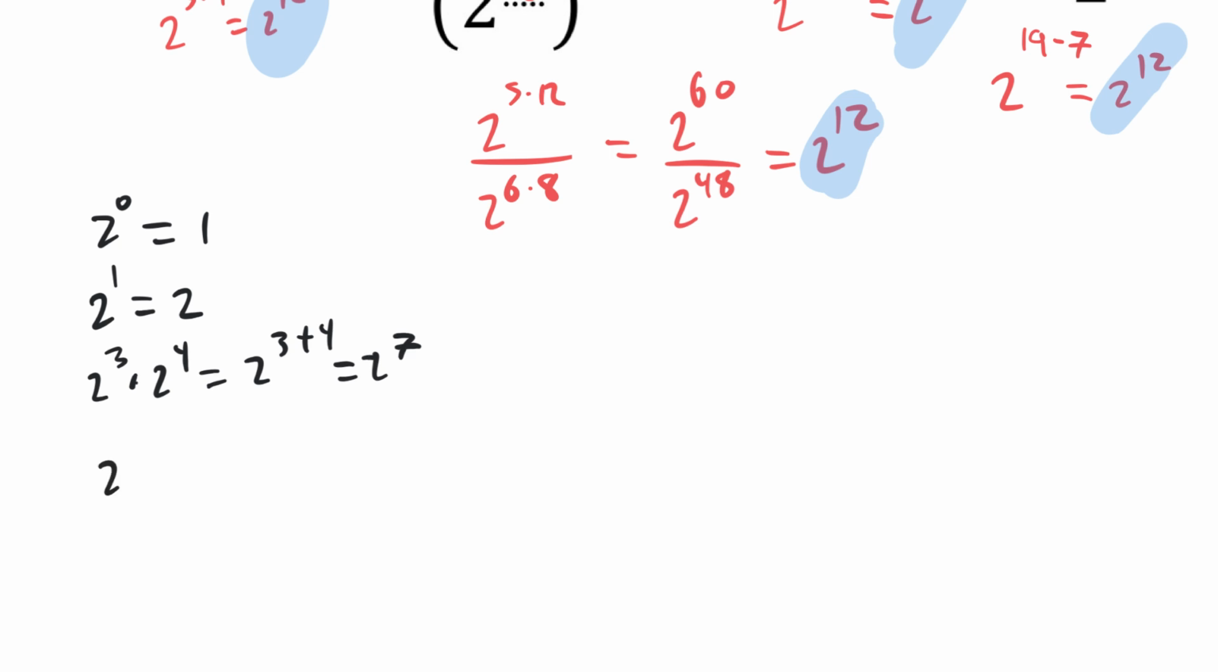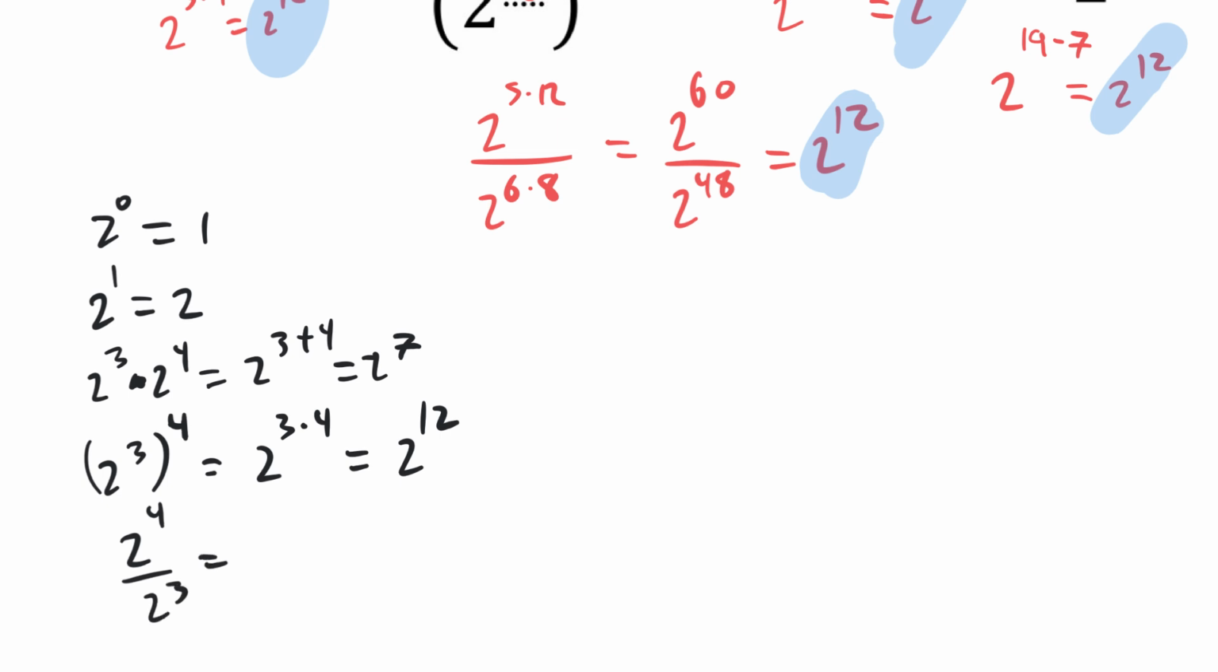If you have 2 to the power of 3 all to the power of 4, then you get 2 to the power of 3 times 4, which is 2 to the 12. That's where when you have a power to a power, you multiply. If you have 2 to the power of 4 divided by 2 to the power of 3, that's going to be 2 to the power of 4 minus 3, or 2 to the 1. I guess another exponent rule that we didn't quite mention here, but if you have 2 to the power of negative 3, that's the same as 1 over 2 to the 3.